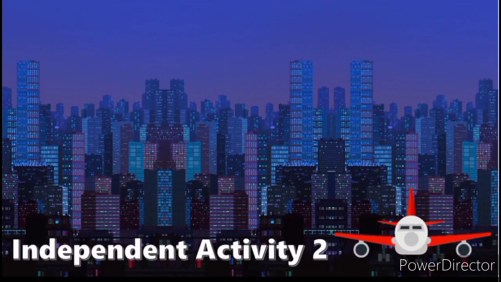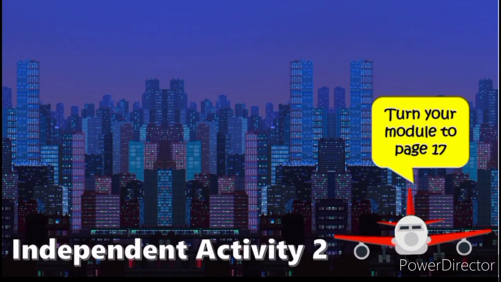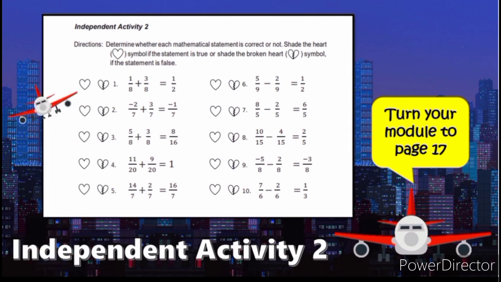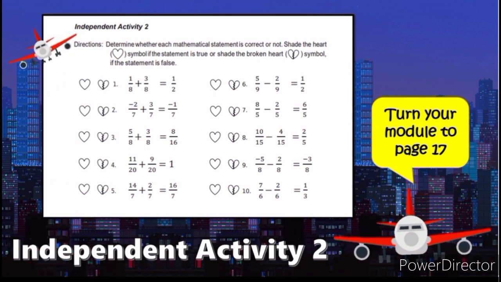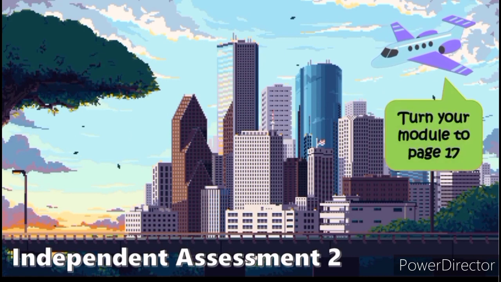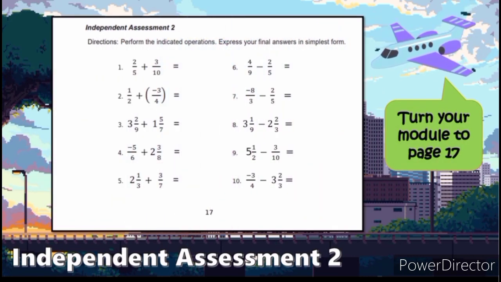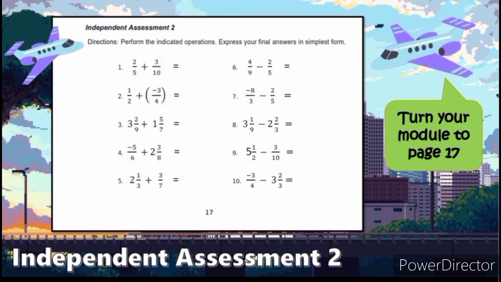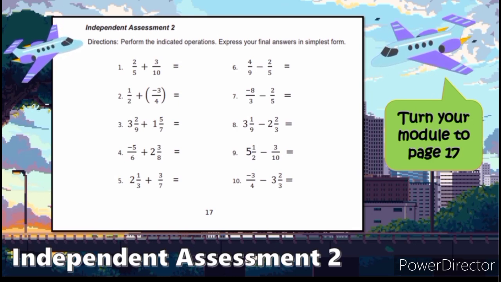Independent activity number 2. Turn your module to page 17. Determine whether each mathematical statement is correct or not. Shade the heart symbol if the statement is true, and shade the broken heart symbol if the statement is false. Independent assessment number 2. Turn your module to page 17. Perform the indicated operations. Express your final answers in simplest form.